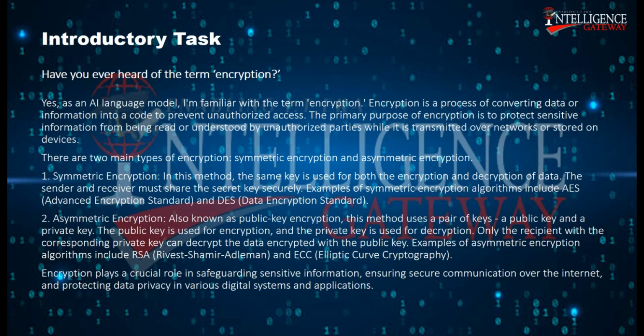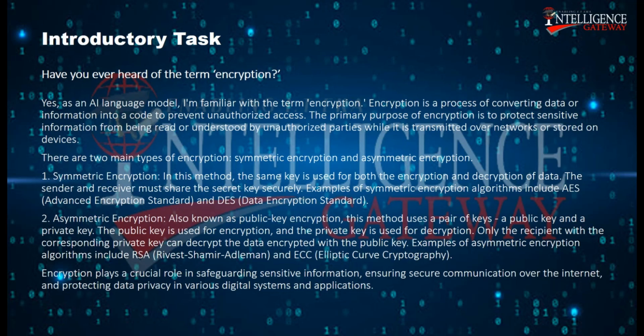There are two main types of encryption: symmetric encryption and asymmetric encryption. 1. Symmetric encryption. In this method, the same key is used for both the encryption and decryption of data. The sender and receiver must share the secret key securely. Examples of symmetric encryption algorithms include AES, Advanced Encryption Standard, and DES, Data Encryption Standard.